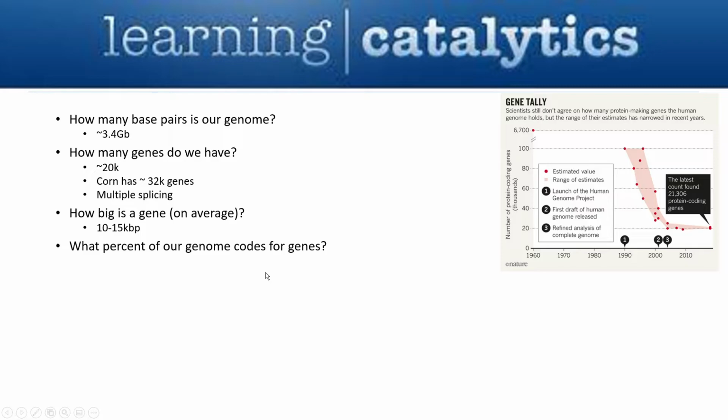What percentage of our genome codes for genes? It's extremely minimal. This was also surprising to scientists when it was first discovered, and what they hypothesized was that the remaining 99% was referred to as junk DNA, or non-functional. Didn't really have a purpose, it was just there.